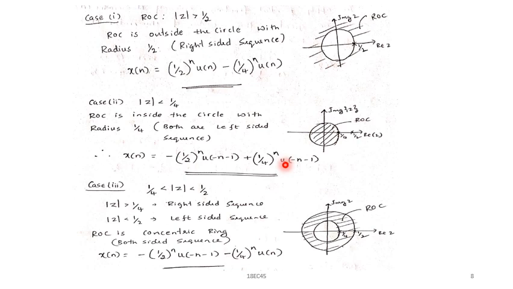This is for the second condition with ROC less than 1 by 4, and here you can observe both are left sided sequences. So the ROC is here less than condition, less than 1 by 4. The lowermost pole is 1 by 4 here. So both will be left-sided sequences.